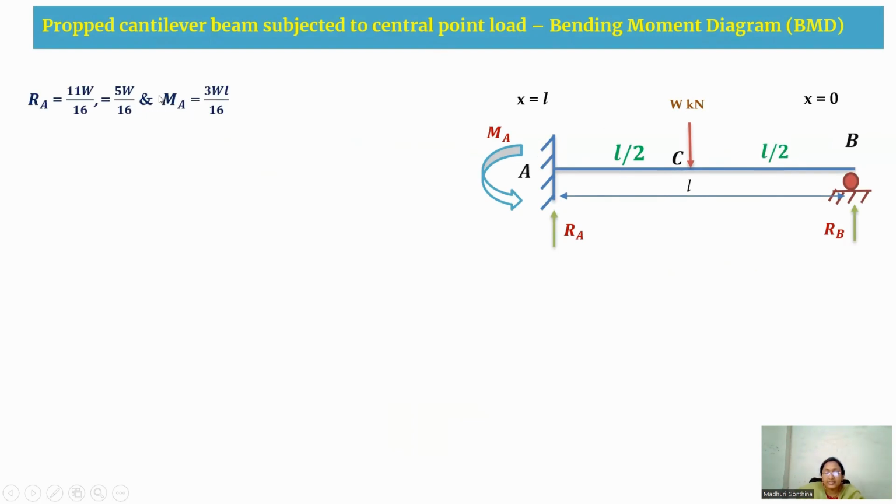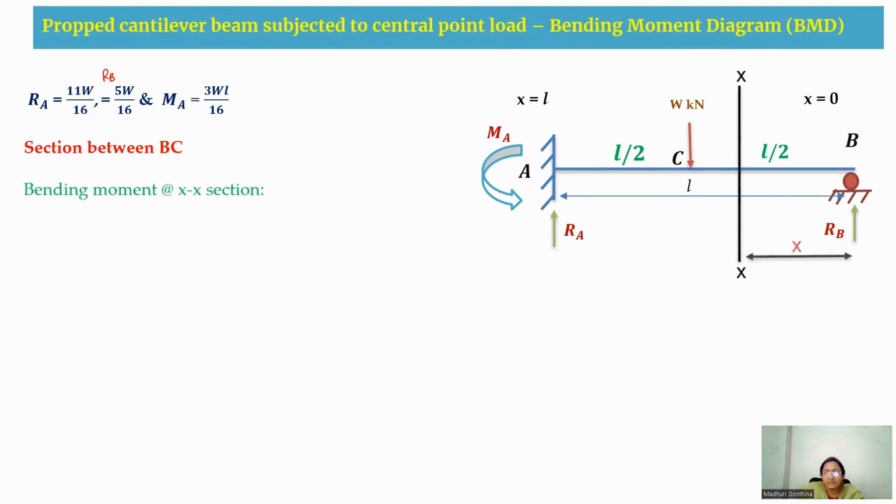So these are the reactions we found in the previous slide. So this is your RB, and RB is 5W by 16. And when we took a section in this BC segment, so this is the X-X section, which is at a distance x from B.